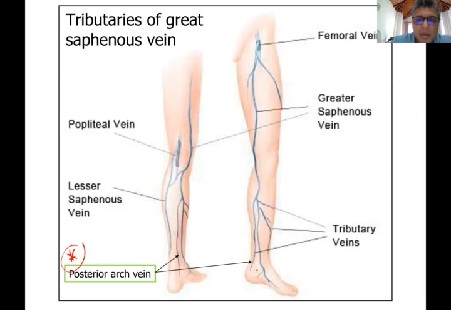Now, if this is the medial malleolus, the great saphenous vein lies immediately in front. The posterior arch vein lies immediately behind the medial malleolus. Now, why is the posterior arch vein important? Because it has a lot of connections with deep veins.